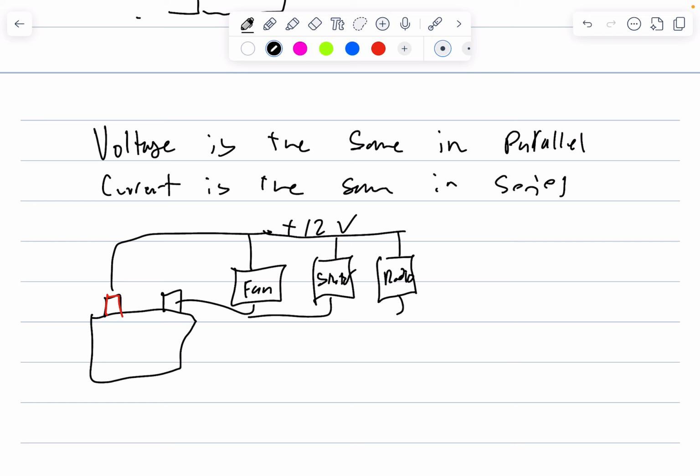Each of them draws their own current though. I1, I2, I3, and how much current is here is I total, but they all get 12 volts, but they get their own current, right? So current is the same if it was in series, right? Everything in series with this line gets the I1. Everything in series with your starter gets I2. Everything in series with your radio gets I3. They branch off, right? But the total voltage, you know, it's in parallel, it's the same. Current is the same in series, right?